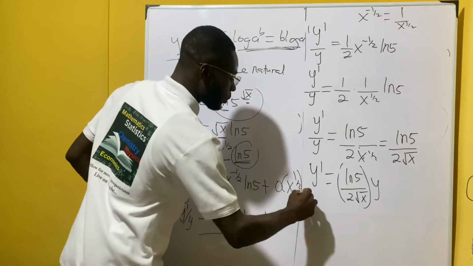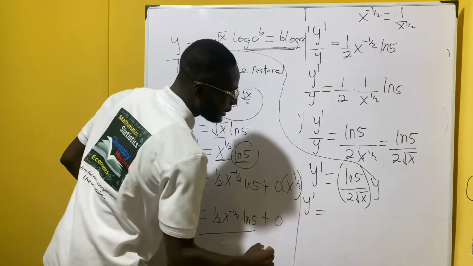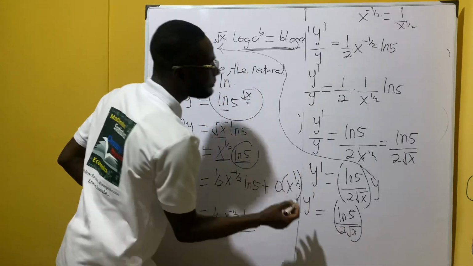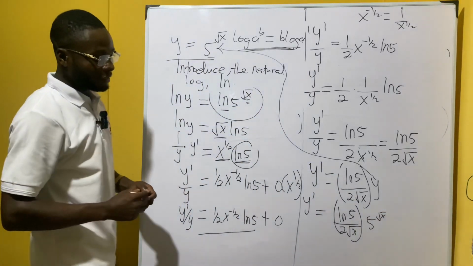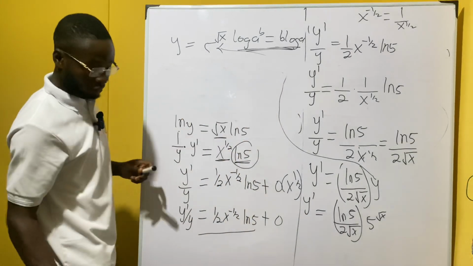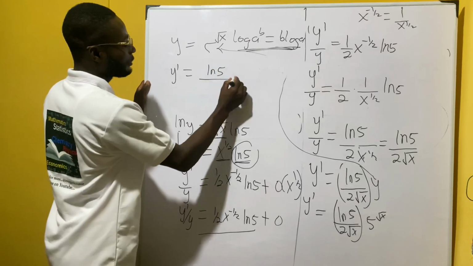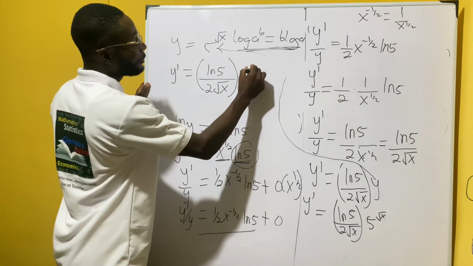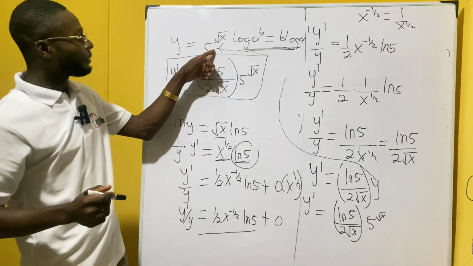So we put the y inside, and that is equal to ln 5 over 2 root x multiplied by the y, which is 5 power root x. And that's it. So let me write the final answer at the top here for you. We have y prime is equal to ln 5 all over 2 root x multiplied by 5 power root x. And this becomes our final answer to this question.